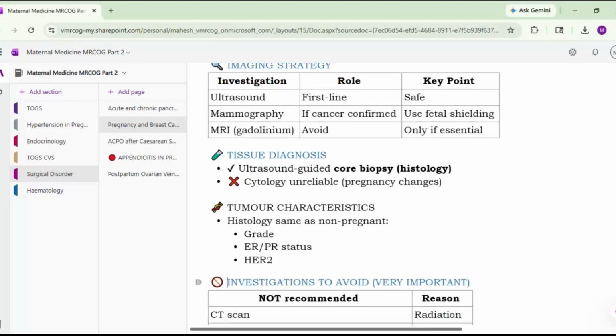Okay, so what exactly do we look for in the biopsy? Basically, histology will be the same as in the non-pregnant state. We look for the grade, the estrogen and progesterone receptor status, so ER PR status, and HER2 status. So these are the things which are important in the histology.